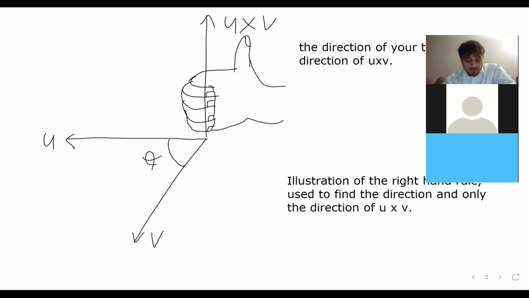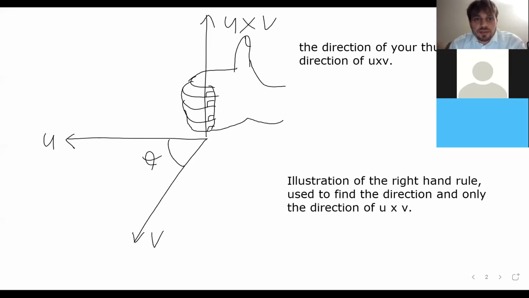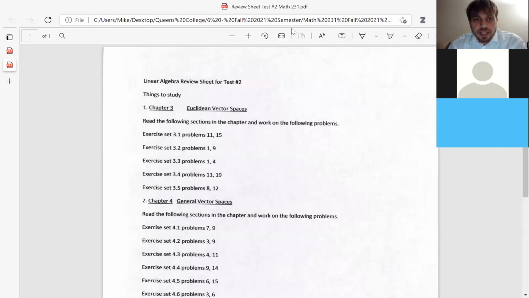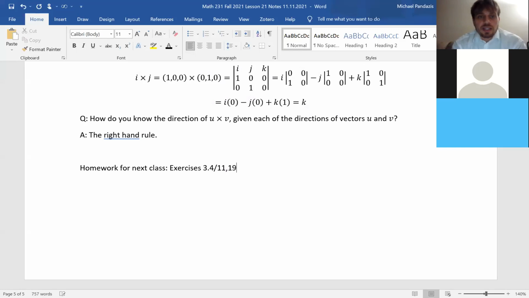Okay, so before you go, let's just quickly talk about what the homework is going to be. We finished 3.4 and we're on 3.5. So the homework is for 3.4. Exercise set 3.4, numbers 11 and 19 are the homework for next class. So that's the homework for next class.